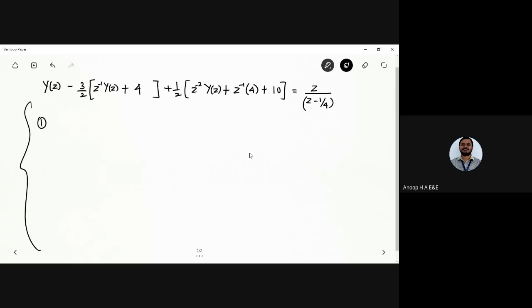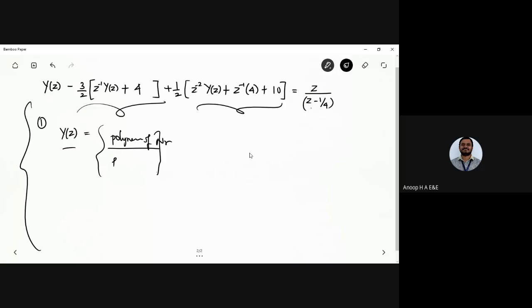The first step is that you are going to have the Y of Z term present there. You write it and solve it. The Z transform of the input, you already know, is Z divided by Z minus 1 by 4. You are going to make the relevant substitution and get Y of Z in terms of polynomials, a numerator polynomial and a denominator polynomial. The numerator polynomial gives the zeros and the denominator gives the poles.